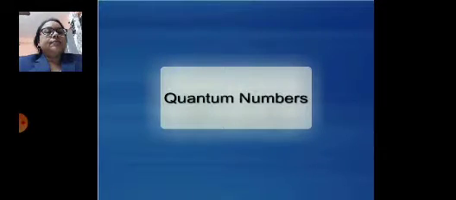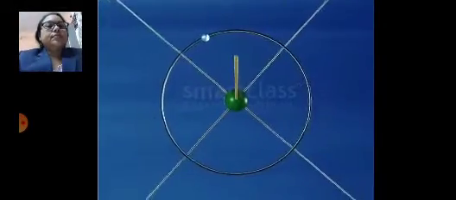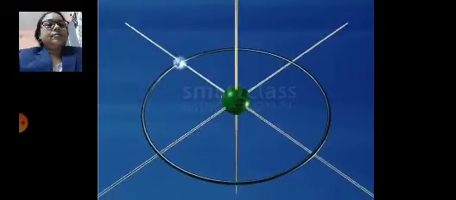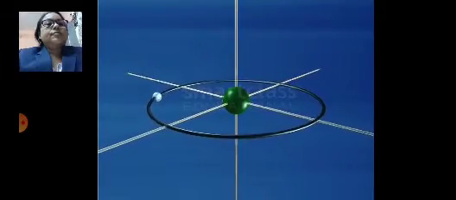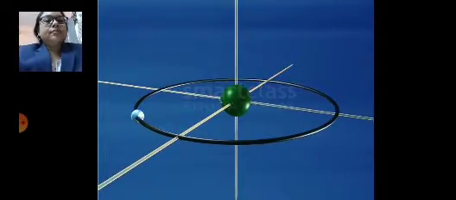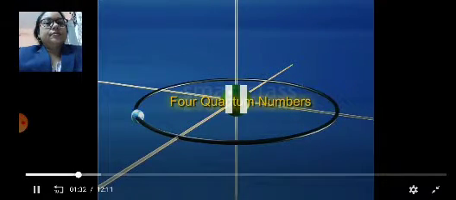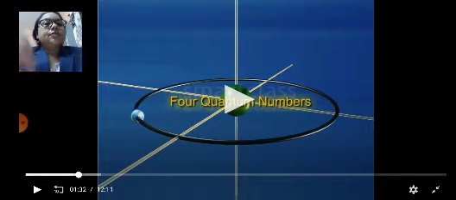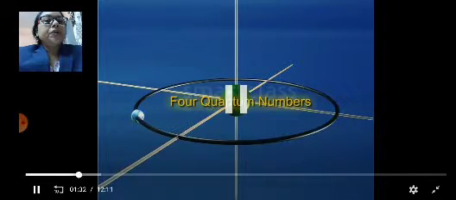The solutions to the Schrödinger wave equation yielded the quantum numbers. Quantum numbers describe the energy possessed by an electron, its orientation, and the three-dimensional shape of the region in space occupied by it. There are four quantum numbers. So let's see all four types of quantum numbers.